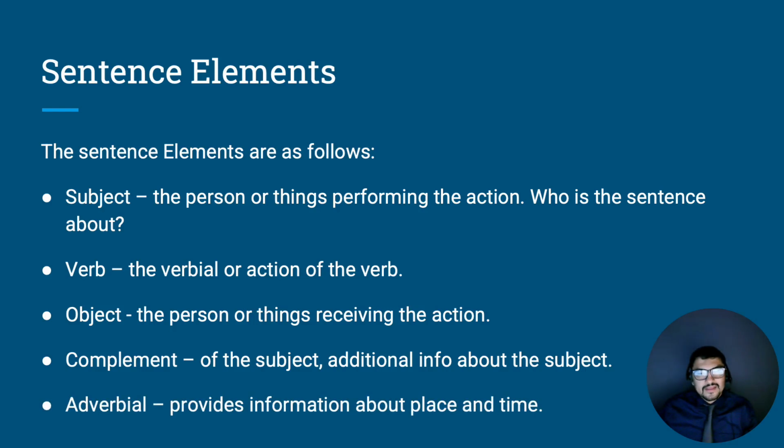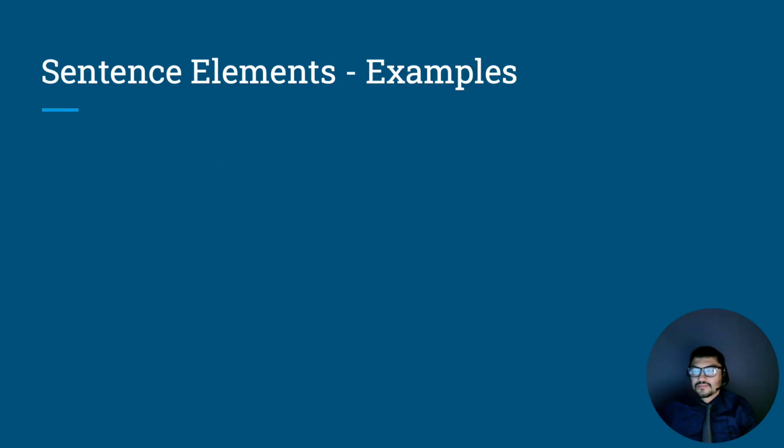The fifth and last one is the adverbial. The adverbial simply provides information about time and place in a sentence. Alright, so let's take a look at some examples and see how they work.